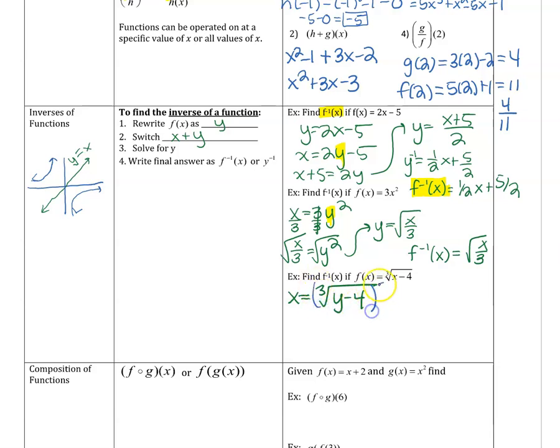Okay, now I'm going to cube both sides. Undo that cube, because I have to solve for y, so I have to undo the cube root. So I have x cubed equals y minus 4. Add the 4 over.